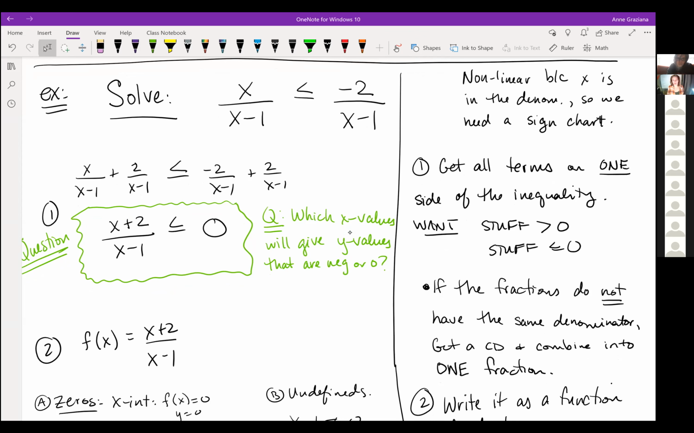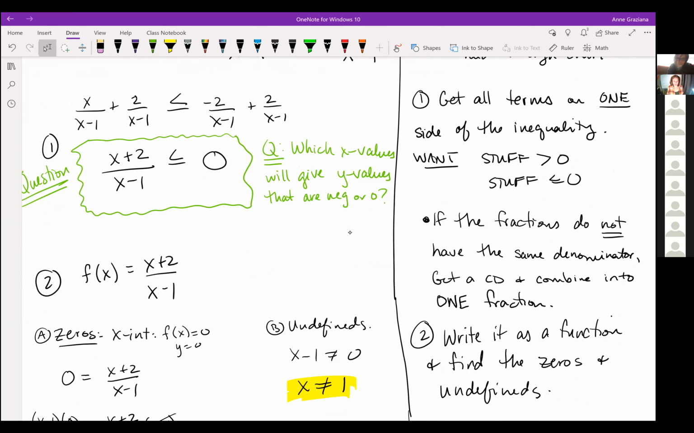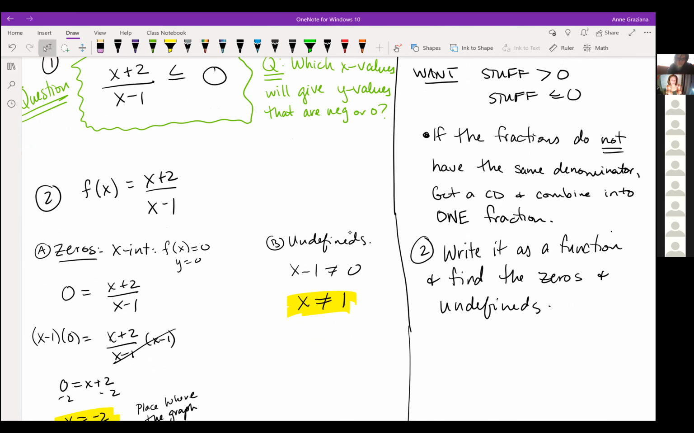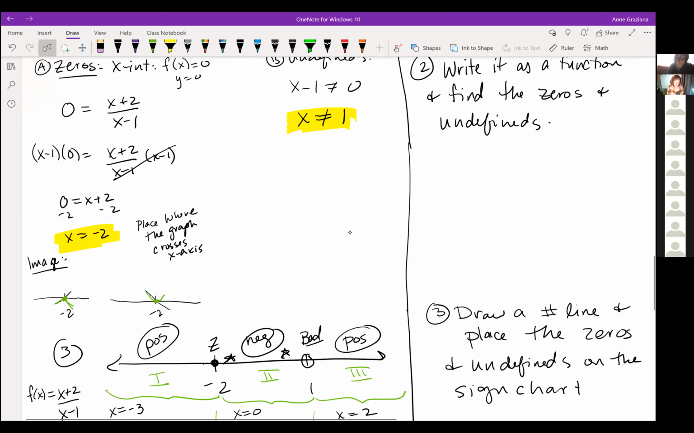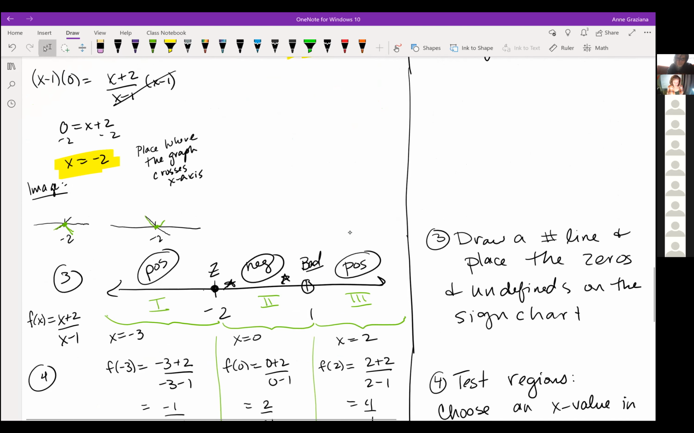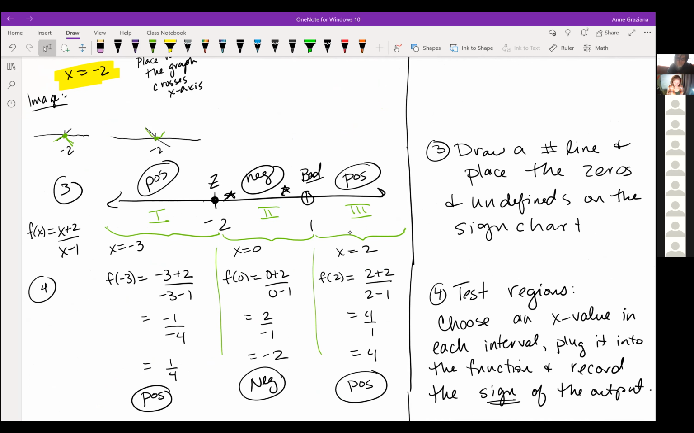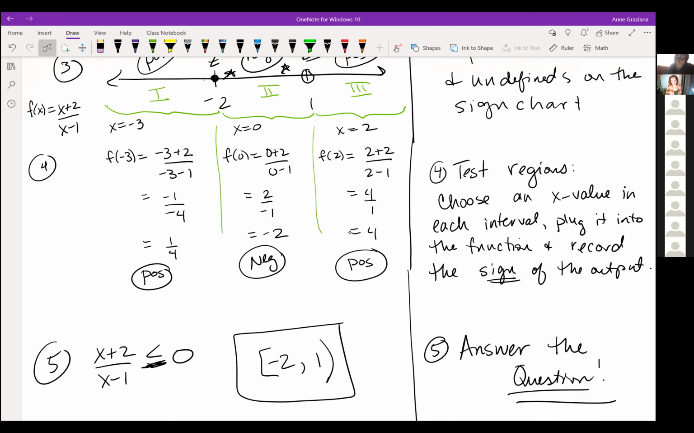Okay. So first we had to get everything on one side of the inequality. So we get 0 on the right. Then we had to find the zeros and undefineds. That's the next step. Then you put everything on your sign chart and you test the regions. Are my outputs positive or negative? And then the last part is really answer the question. Look at your sign chart and answer the question. Those are the main steps.